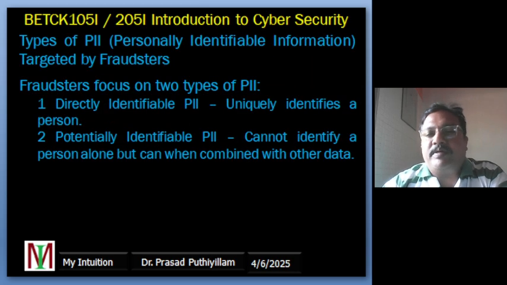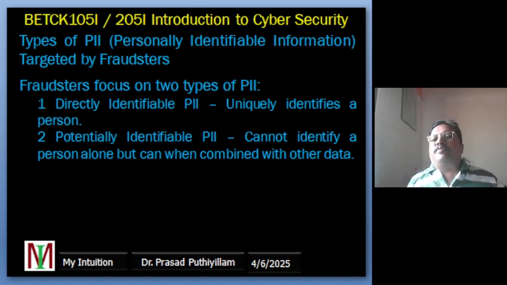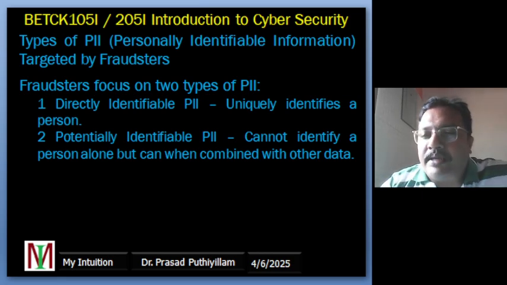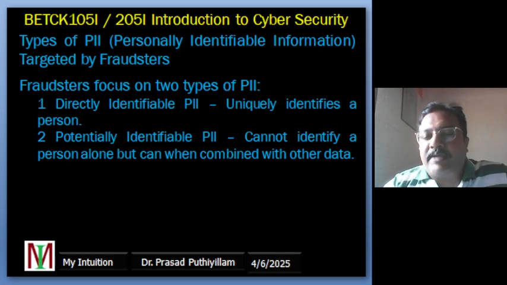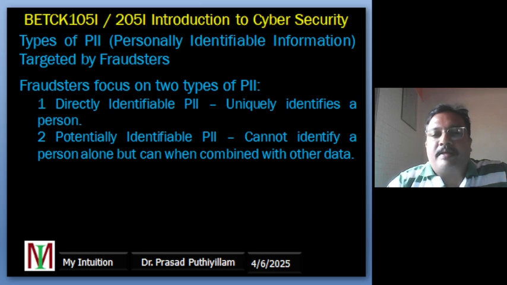The types of personally identifiable information. There are two types of PI. That is directly identifiable PI, which can uniquely identify a person, and potentially identifiable PI, which cannot identify a person alone, but can be used together with other data combined, and you can get the PI.